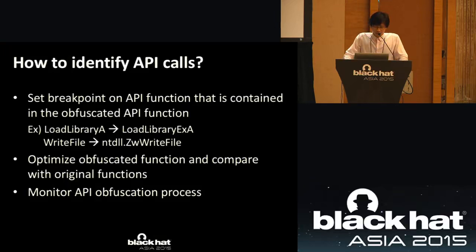Second, I tried to optimize the obfuscated function code, and I compared each optimized function with the original functions. I found that it is precise, with more than 90% matching very well, but some functions are very short and hard to optimize, so I need an easier method to deobfuscate API calls. So finally, I tried to monitor the API obfuscation process.